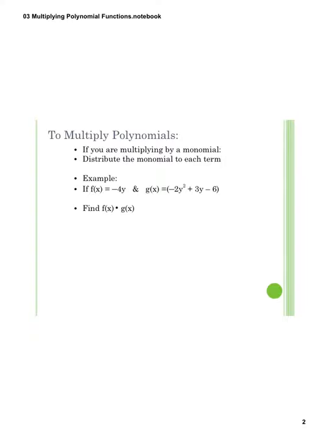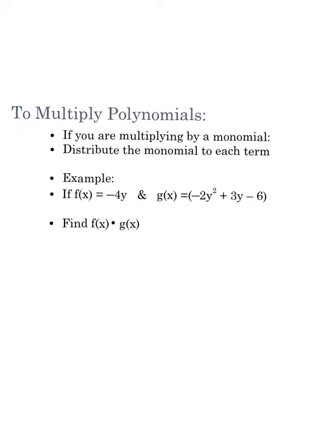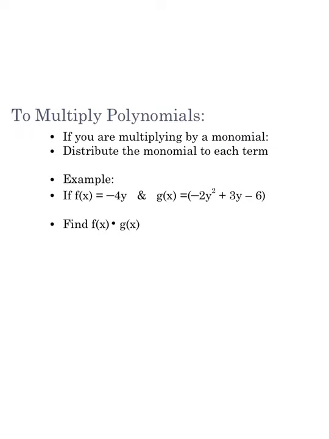So if we wanted to multiply polynomials, there's a couple of different types they can ask you to multiply. The first one is if they ask you to multiply by a monomial. If you remember, monomial means single term.